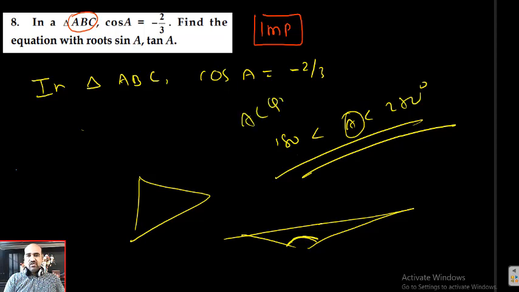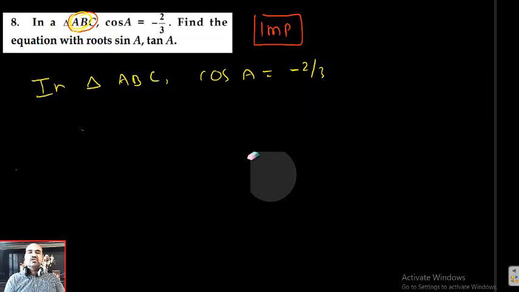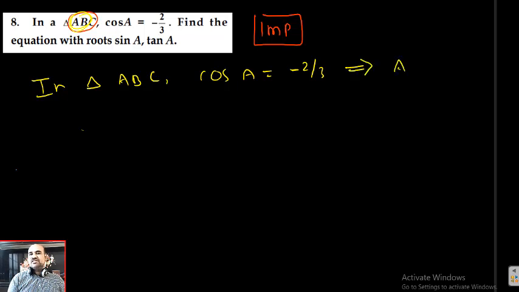A may be in Q2 or A may be in Q3 in general. But I can say that in this situation, A is not in Q3. If A is in Q3, the angle should be from 180 to 270. But why am I saying A is not in Q3? Triangle concept here. In a triangle, any angle is never greater than 180 degrees. That's why, since a triangle is mentioned, I can directly say that A is in Q2 only. This triangle is an obtuse angle triangle.